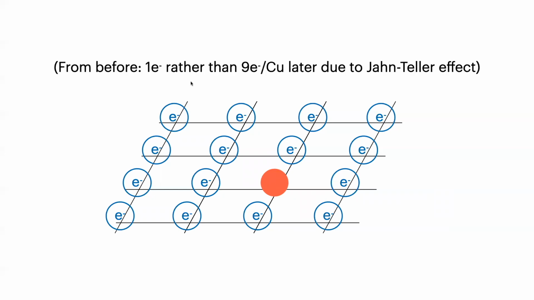So again, from before, these models that we're looking at come from the fact that you have a very strong Jahn-Teller effect, which leads to this picture of one electron per site rather than 9 electrons per site, as you would imagine, or approximately 9, as again, there is usually some doping.